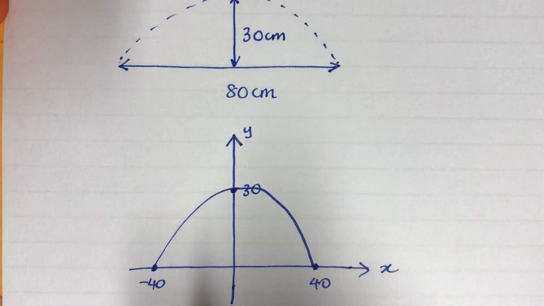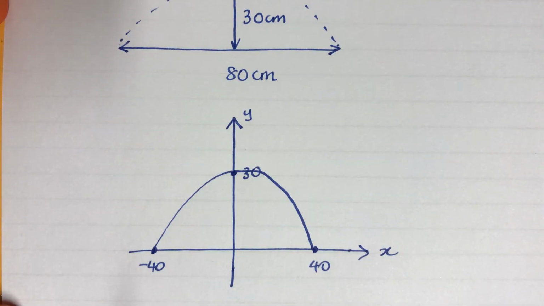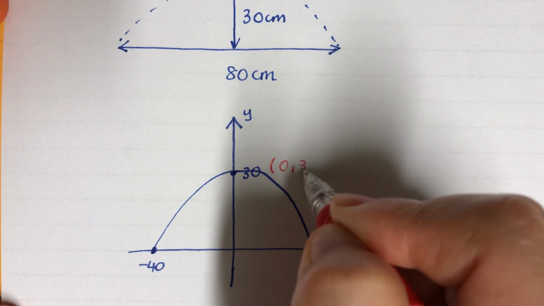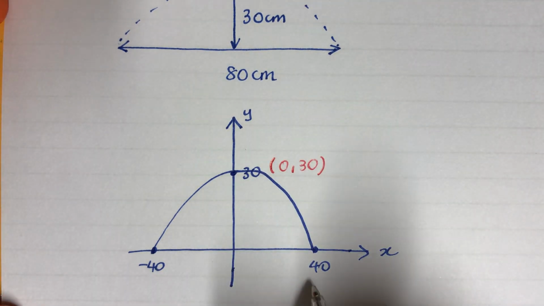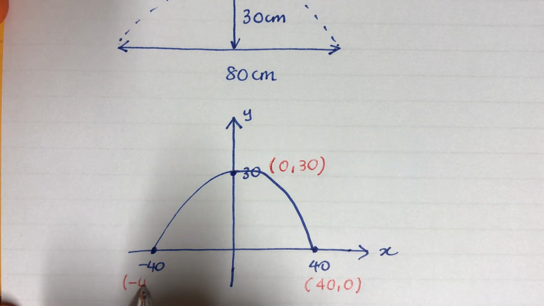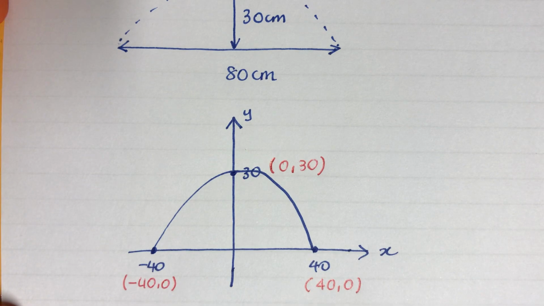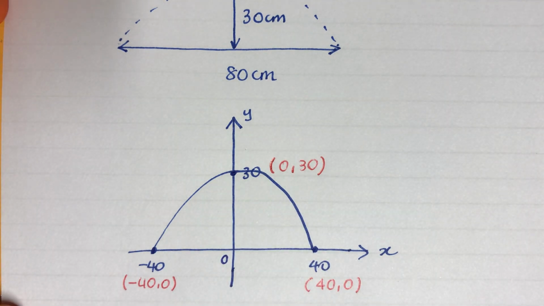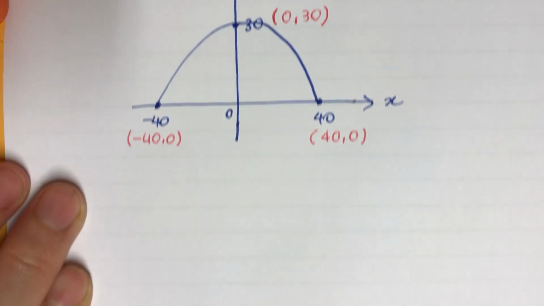I can see 3 points here right now. If I circle that, that's 1 point here, which is 0 and 30. And here 40 and 0, and here minus 40 and 0. So we have 3 points, I'm going to put the origin here, and we will have 3 equations with it. So let's put this together.